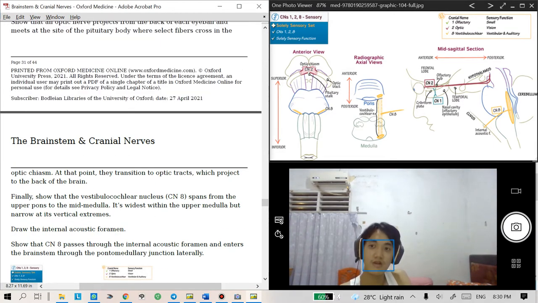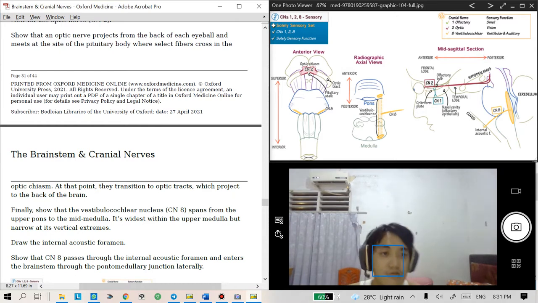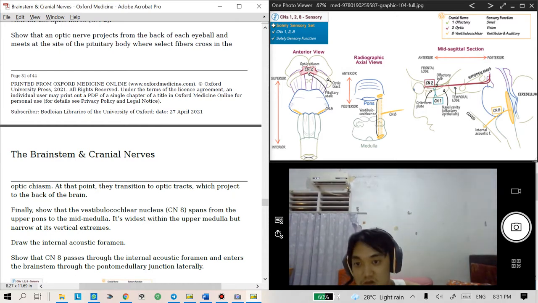Draw the foramen acousticus internus, meatus acousticus internus. Show that nervus 8 passes through the foramen acousticus internus and enters the brainstem through the pontomedullary junction laterally.